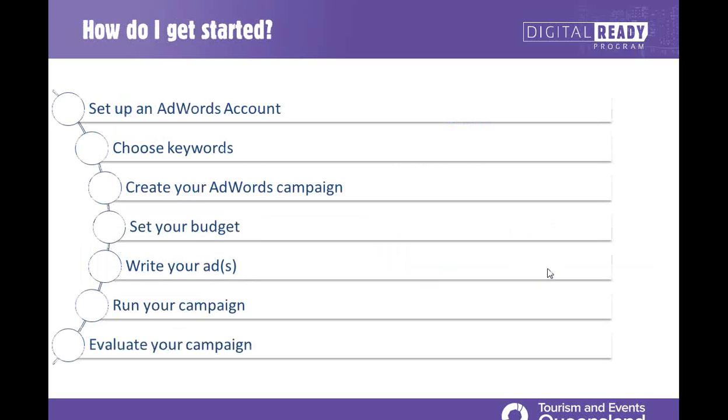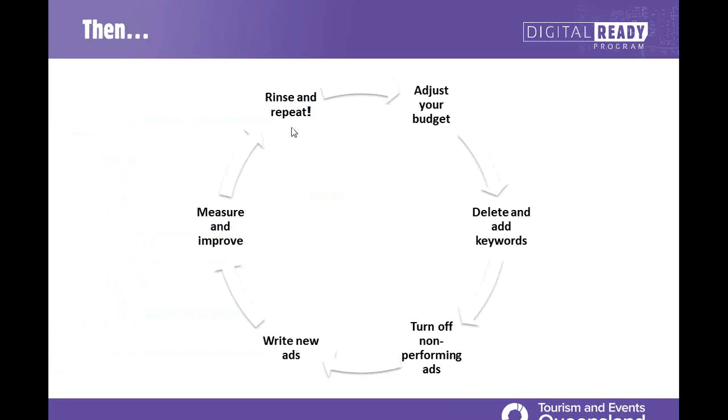And so how do we get started? These are the steps in getting started in AdWords. Firstly, we need to set up an account, what's called an AdWords account. Then choose the keywords for this campaign. Then create your AdWords campaign. Set your budget, write your ads, run your campaign, evaluate. And of course, as with most things in digital, rinse and repeat.